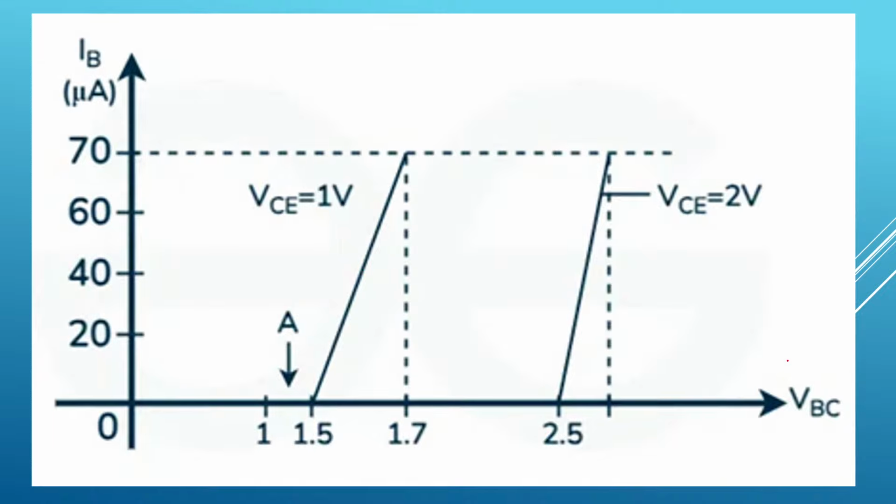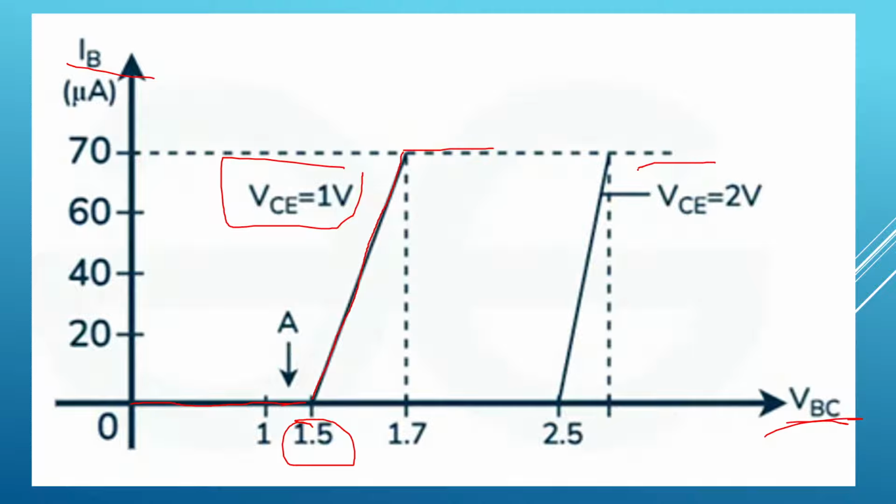So input characteristics are these. You can see VBC and IB, and I have assumed some value of VCE, that is 1 volt. When VC is kept 1 volt and when VBC is varied, you can see as VBC is increasing, IB is what? From 0 to 1.5, it is 0. At 1.5 volts, when VBC is 1.5 volts, IB increases as VBC increases up to certain value. After that, it is becoming constant.